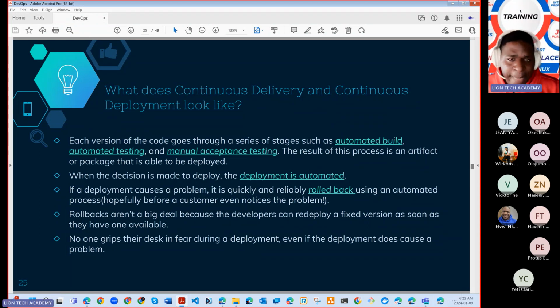Just an example, right? Of course, when the decision is made to deploy, the deployment is automated. Always automate your deployments. As DevOps engineers, we always automate our deployment. If a deployment causes a problem, it is quickly and reliably rolled back using an automated process, hopefully before a customer even notices the problem.